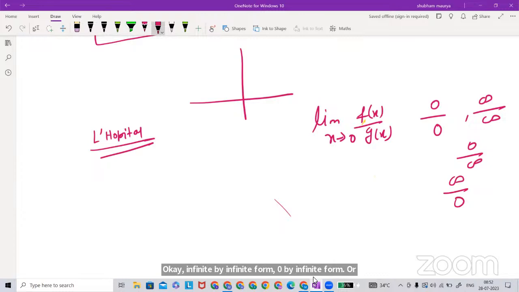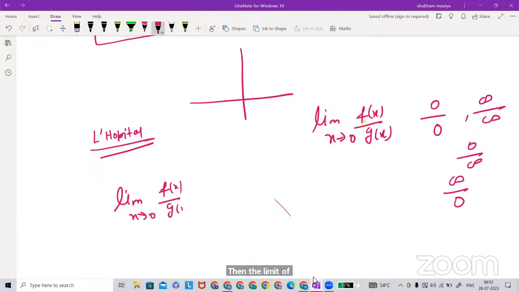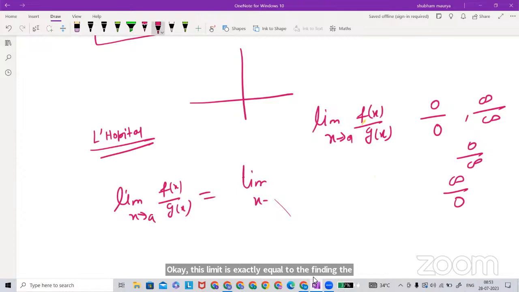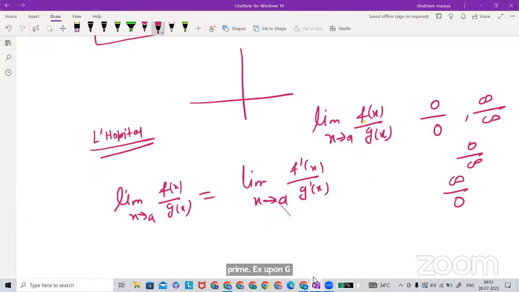in this fashion, this is called an indefinite form. And if your function is like this, then the limit as x goes to a of f(x) upon g(x) is exactly equal to the limit as x goes to a of f prime x upon g prime x. Just differentiate that function and again try to get the limit. So this is called L'Hopital's rule.